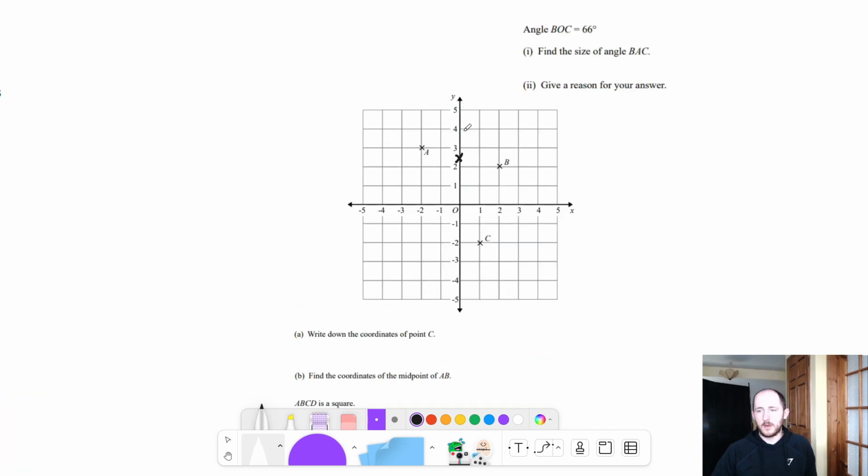Well, a square has all equal sides, right? So if you notice, there's one difference vertically, and there's 1, 2, 3, 4 horizontally. So again, 1 and 4. So all we need to do is go 4 to the left, 1, 2, 3, 4, and then 1 up in order to work it out. And if you look, that does look exactly like a square.